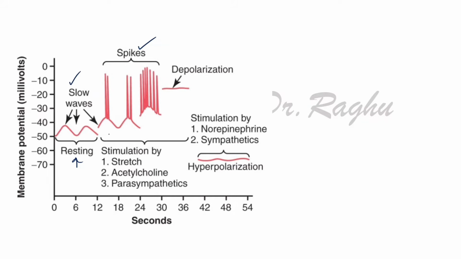Whenever there is a stimulation, which can occur because of stretch, the release of acetylcholine, or parasympathetic stimulation, the potential of these slow waves crosses minus 40 millivolts, that is, it becomes more positive. When it becomes more positive, the slow waves get superimposed with the so-called spike potentials, which are nothing but action potentials. Remember that the slow waves help in the rhythmic contraction of the stomach, whereas the action potentials help in the tonic contraction of the stomach.